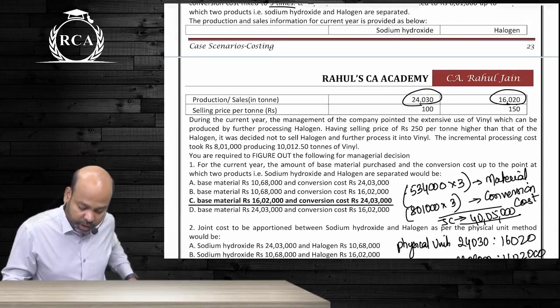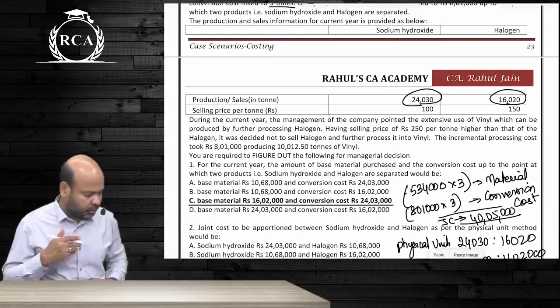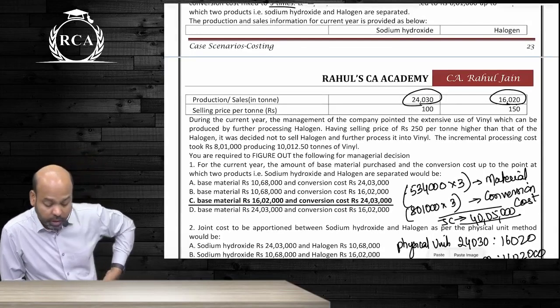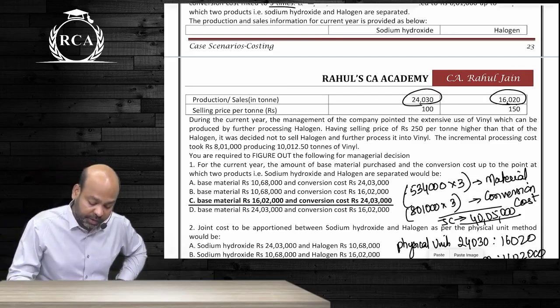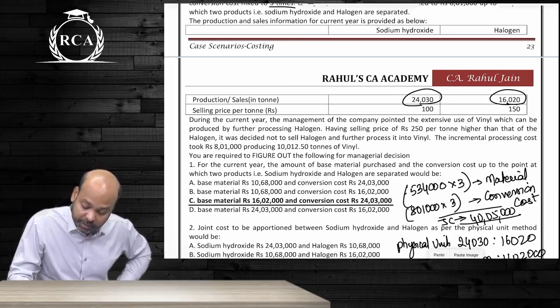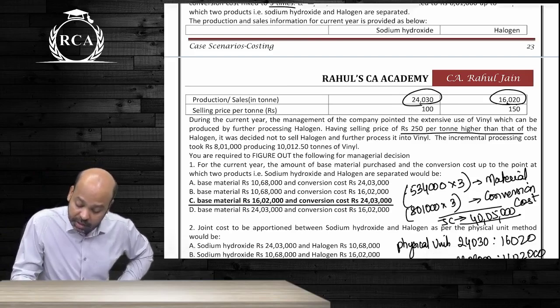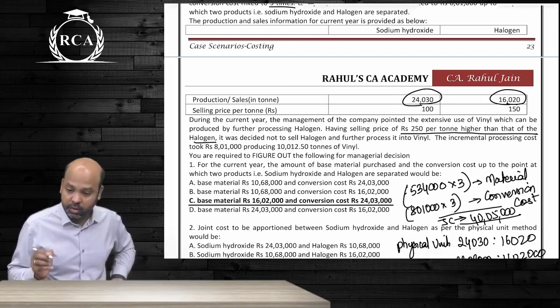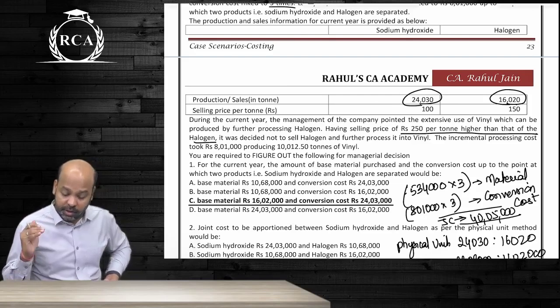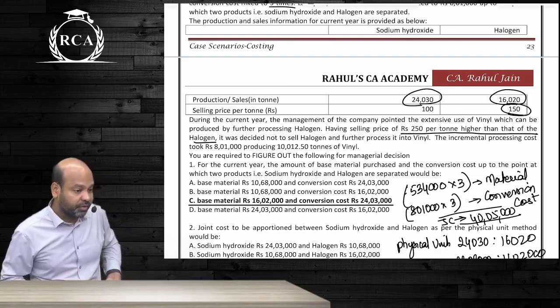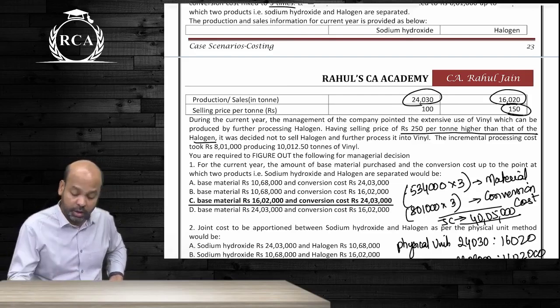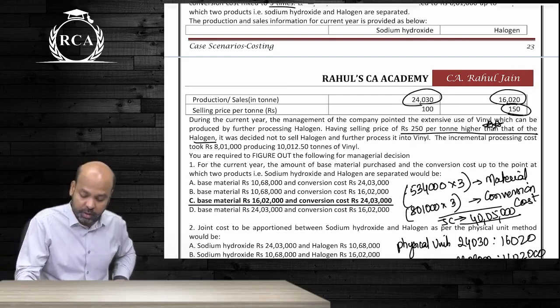It says during the current year the management of the company pointed the extensive use of vinyl which can be produced by further processing halogen, having a selling price of 250 rupees per ton higher than that of halogen. 250 is not the selling price, but it is 250 rupees more than halogen. What was halogen's price? 150. So this will now become 400. Please mark that also as important.